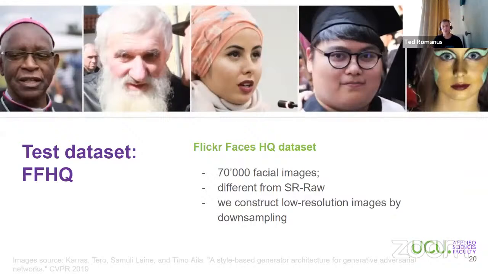Also, for the test data set, we want our model to solve our tasks not only on one data set, but on all data sets. So we took the second image data set, Flickr Faces HQ, to evaluate the quality of our solution. This data set consists of facial images. And it is quite different from the SRO data set in a way that it doesn't contain pairs of images. So we'll construct low resolution images by downsampling the original images.